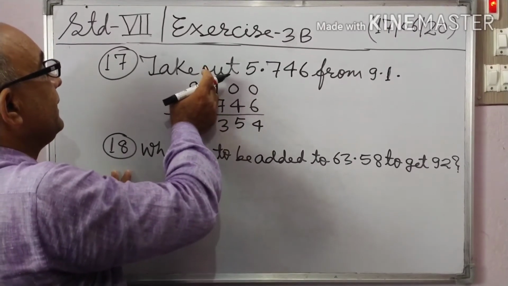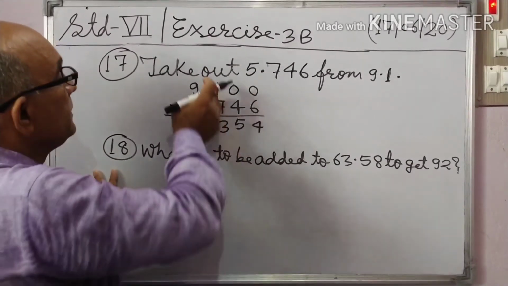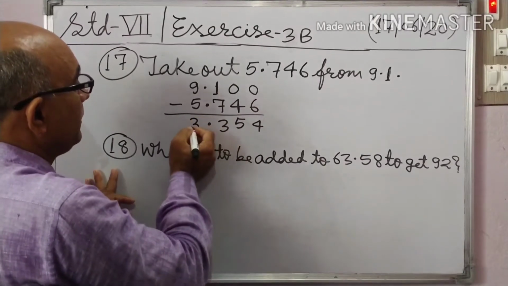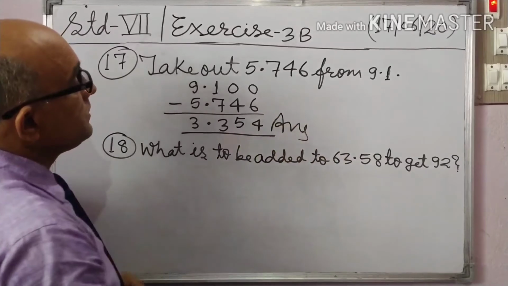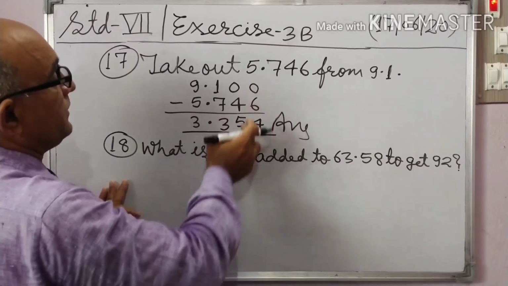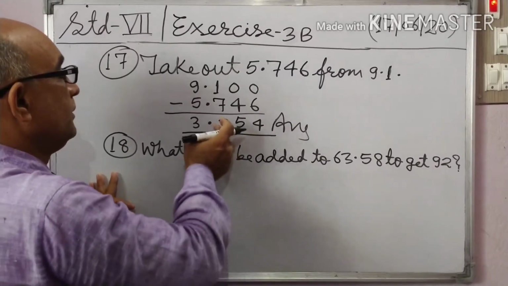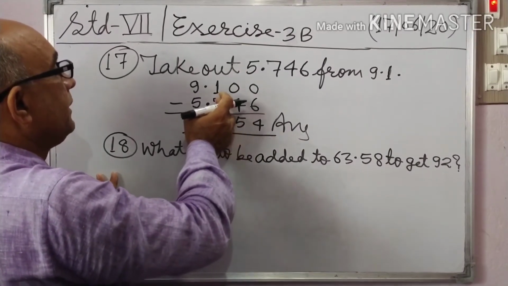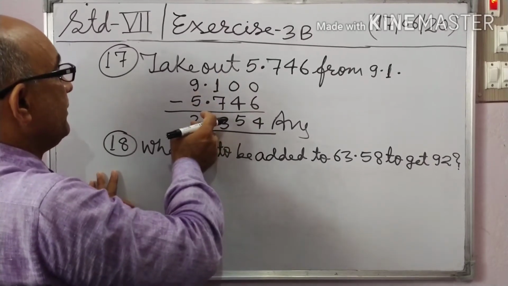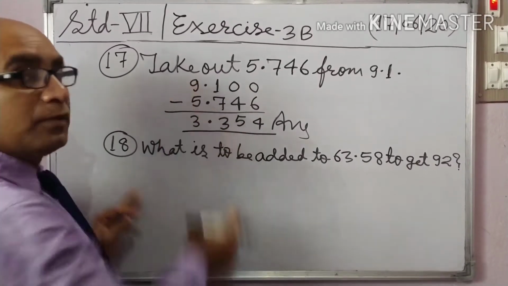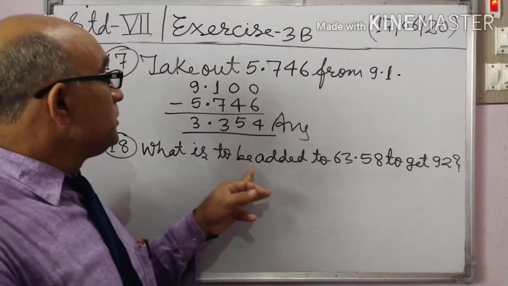Now decimal. After borrowing, 9 changes into 8. So 8 minus 5, 3. So 3.354 is the answer. Check it. 6 plus 4, 10 of 0. 5 plus 4, 9 plus 1, 10 of 0. 7 plus 3, 10 plus 1, 11. 1, carry 1. 5 plus 3, 8 plus 1, 9. Right? Now next question is, what is to be added?